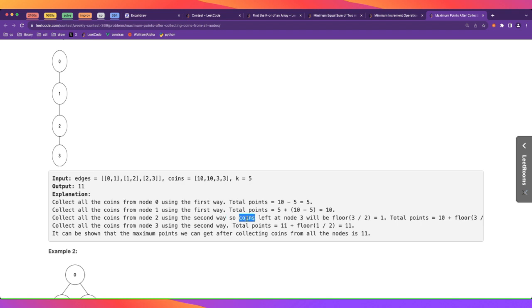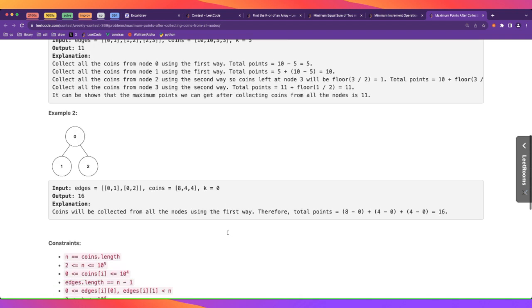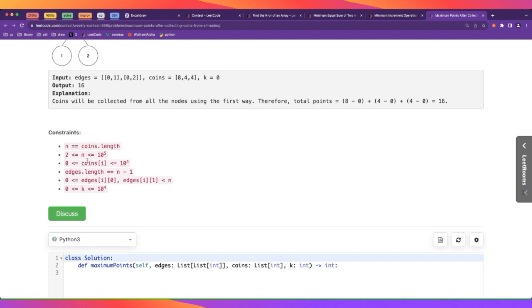However, here's the key observation, is that since you are dividing by 2, the values here, the number of coins, are up to 10 to the 4. So you get to 0 pretty quickly by dividing by 2.